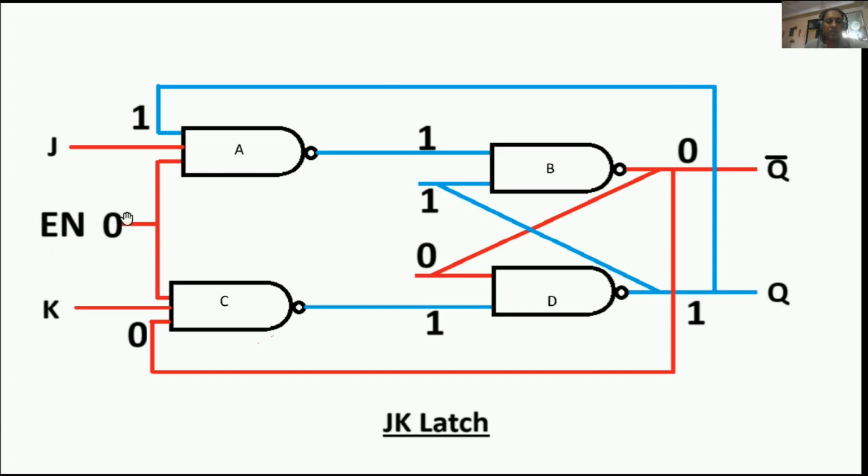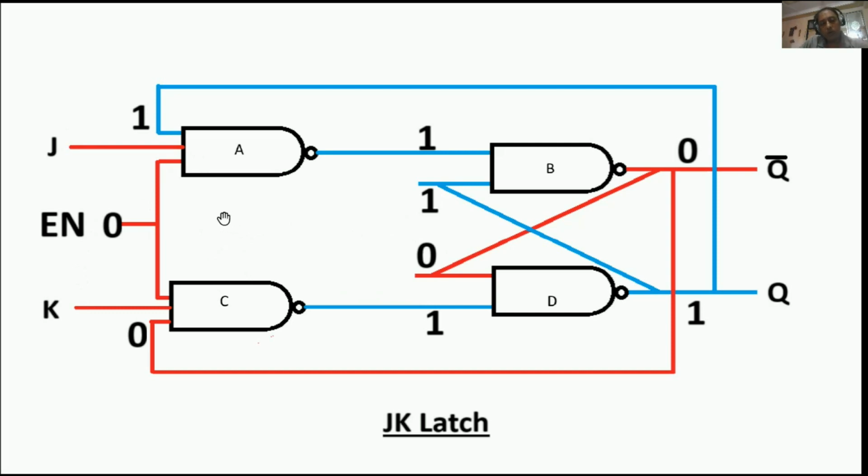So right now it is 0. The purpose of enable is that in case enable is 1, only then these two NAND gates A and C are in working mode, otherwise they will not work. Because you know this thing that for a NAND gate, in case any one input is 0, then output is 1. So in case enable is 0, then output of both A and C will remain 1 and no change will occur. Okay, now let's start.